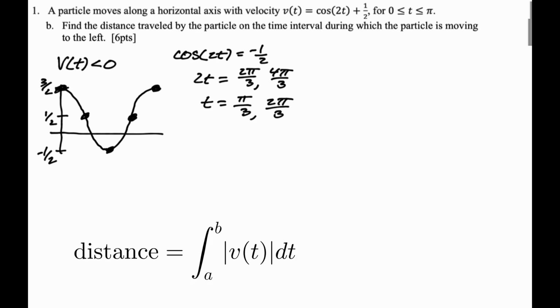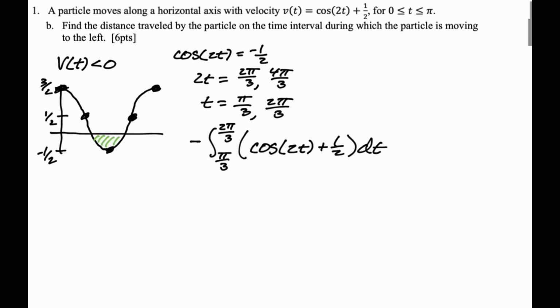If I try to find the integral from pi over 3 to 2 pi over 3, it's this region, I will get a negative. So what I'm going to do is take the negative of the integral. So I'm doing the negative of the integral of velocity. The reason, again, is because the displacement would be negative, and I want the distance traveled. So now we're just doing this. Same integral, basically, negative, and then our antiderivative from pi over 3 to 2 pi over 3.